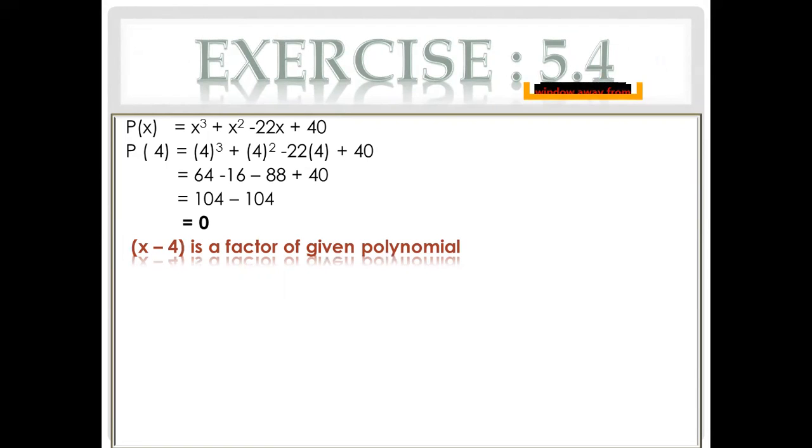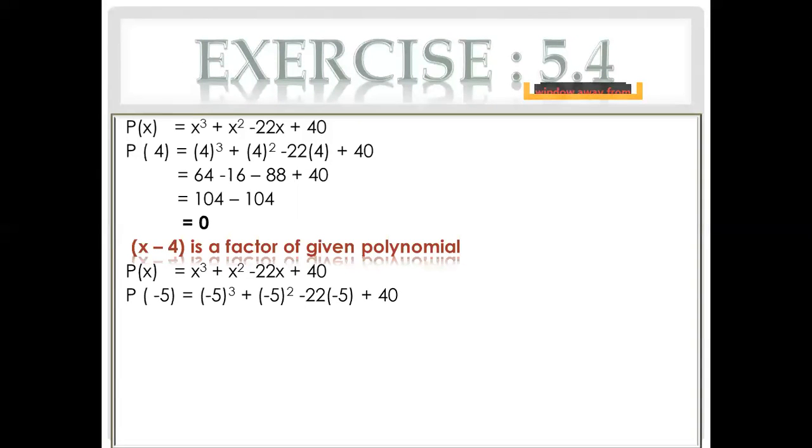I told you before that when you put the value of x in the factor, you will write the opposite sign of that number. We put here plus 4. It means that when we write the factor, we put minus 4. x minus 4 is a factor of the given polynomial. We have found two factors, which are x minus 2 and x minus 4.